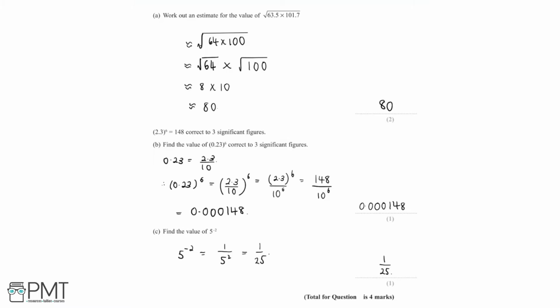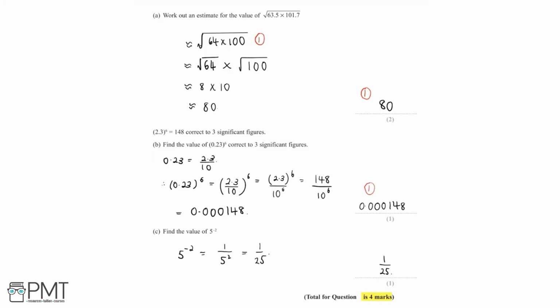Now this question is worth 4 marks. In part A, we get the first mark for rounding to two significant figures and for saying that the square root of 63.5 multiplied by 101.7 is approximately equal to the square root of 64 multiplied by 100. And the second mark in part A is for simplifying to get an estimate of 80. Now in part B, we get the 1 mark for getting the correct answer of 0.000148.